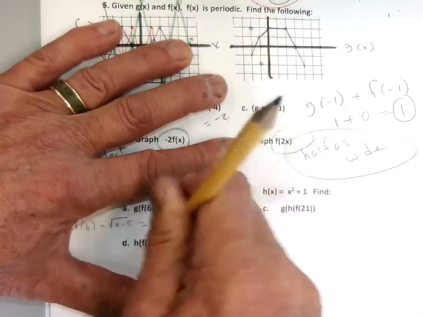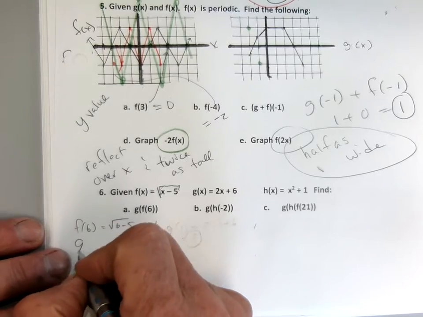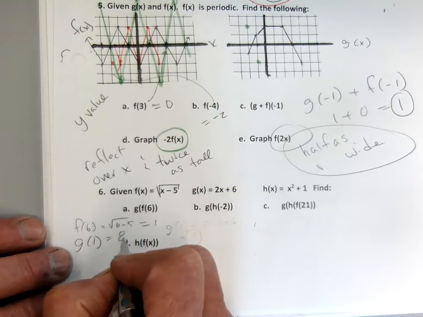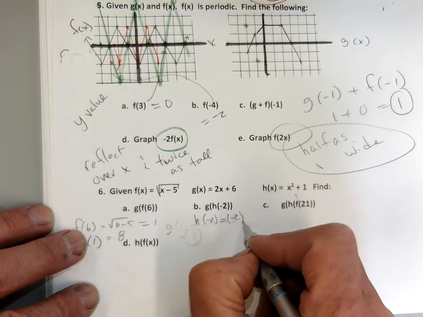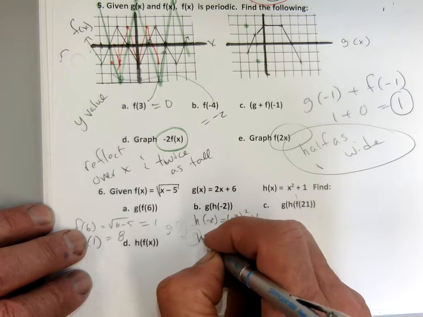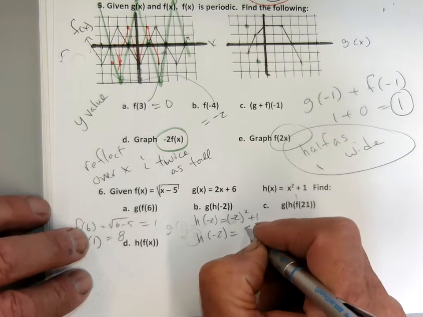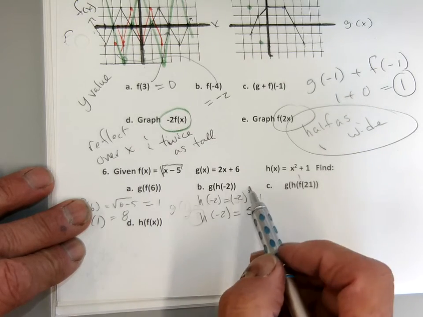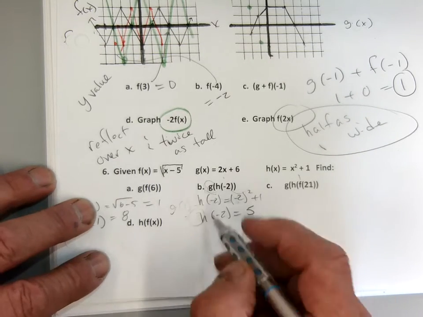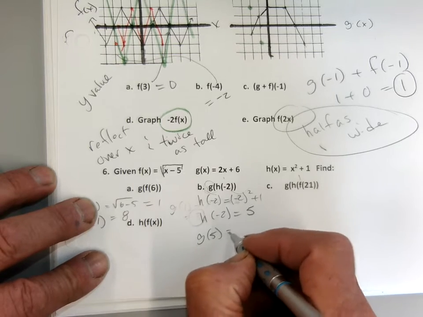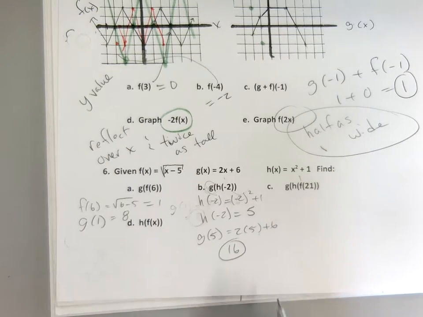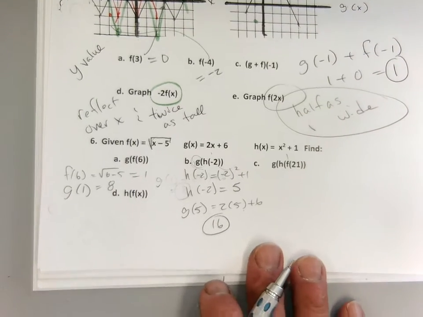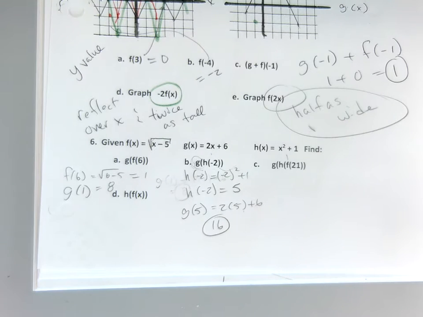We're gonna have room, squish this one over here. Okay, so h of -2 goes here. It's -2 squared plus 1, which is 4 plus 1. So h of -2 is 5. Okay, now the 5 goes into the g. So g of 5 is 2 times 5 plus 6, which is 10 plus 6, or 16. Okay? Okay, try C. You got to plug it in, get an answer, plug it in, get an answer, plug it in, get an answer, okay?